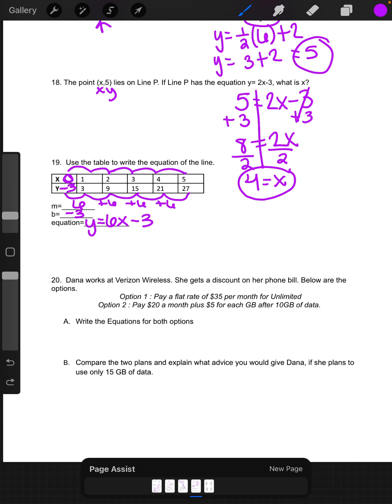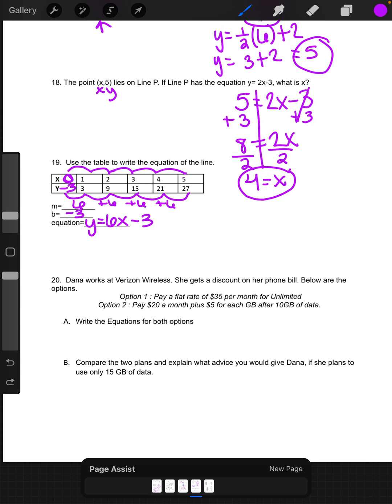All right, Dana works at Verizon Wireless, and she gets a discount on her phone bill. Below are her options. Option 1, pay a flat rate of $35 a month for unlimited. Or option 2, pay $20 a month plus $5 for each gigabyte after 10 gigabytes of data. Write the equations for both options.